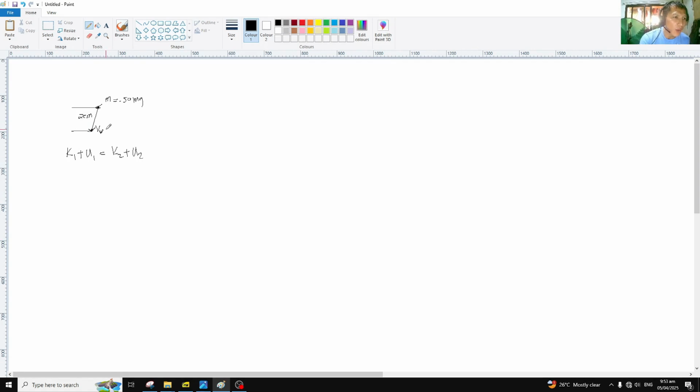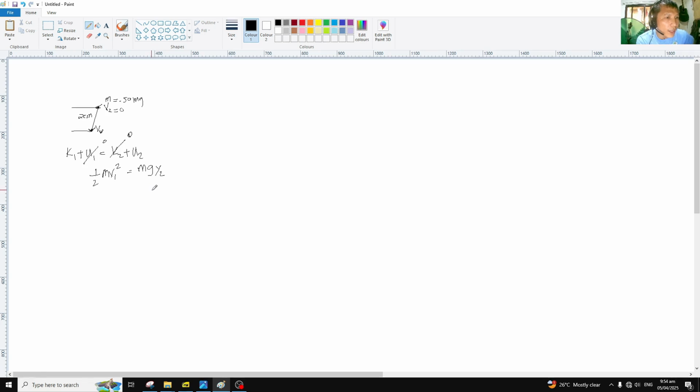Now, that V0 is the velocity, and at the highest point, V2 would be 0. So if your velocity is 0, your kinetic energy 2 is 0. And your potential energy 1 is 0, since you have no height from the floor. So you have a balance of K1 equal to U2. K1 is 1 half M V1 squared, equal to M G Y2.